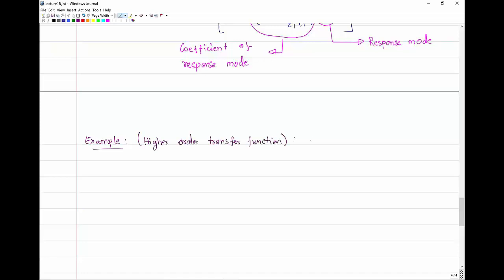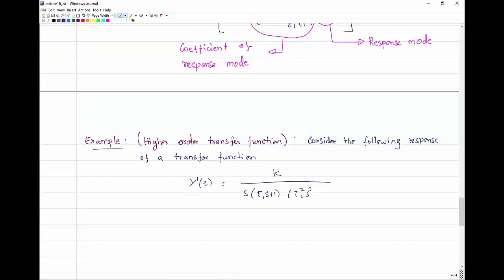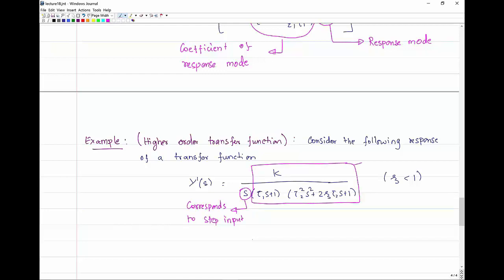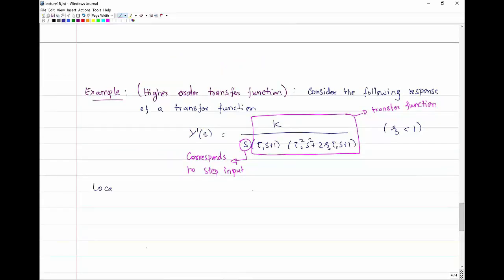We can extend this observation and these results to a higher order system. For example, consider the following step response of a third-order transfer function. Clearly, the s in the denominator of this response must correspond to the step input. The remaining part of this response must correspond to a transfer function. We would like to locate the poles and identify their response modes in time domain.